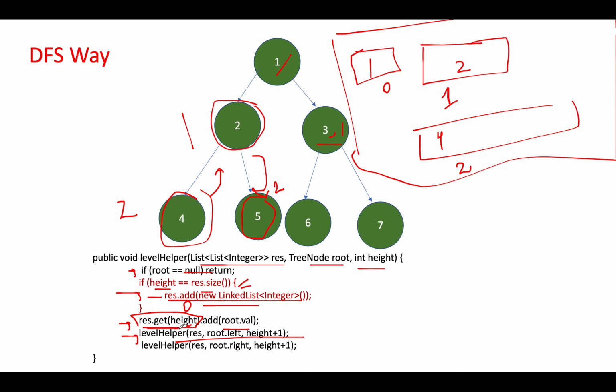We'll simply extract the value at this particular level from the result, which is this in this array list, and we'll add root to it. So 5 gets added here. Let's continue the iteration. Since 5's right child and left child both are null, so let's go back. So this is complete. Let's go back.